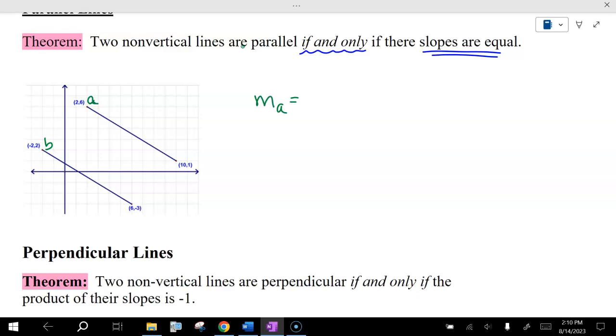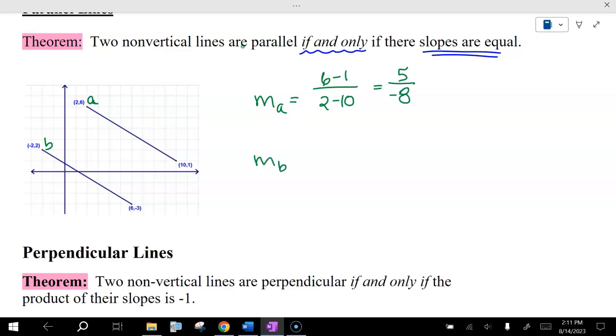So I'm going to take my difference in my y values. So I'm going to do 6 minus 1 over the difference in my x values, which is 2 minus 10. And that just gives me 5 over negative 8 for my slope.